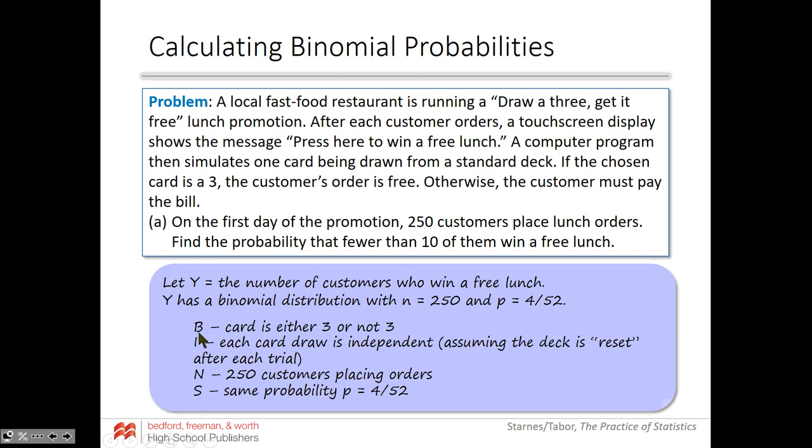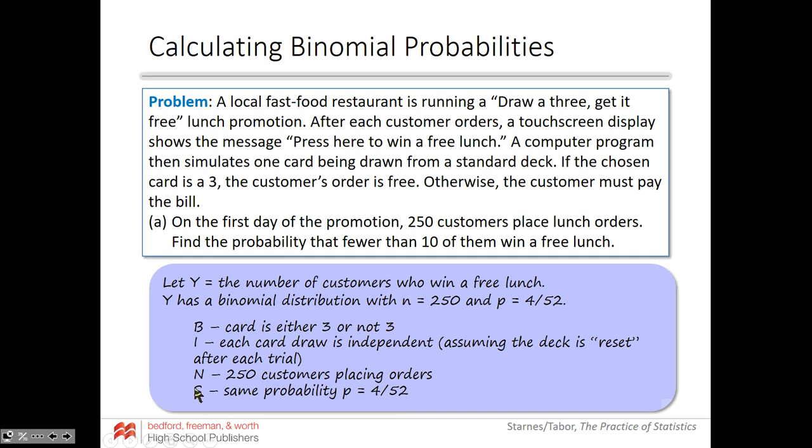So you can see down here, binary. The card is either a 3 or it's not a 3. So a success would be getting a 3, that they win, not a success would be not getting a 3. Independence, we're going to assume that each card draw is independent. In other words, we're assuming that the deck is "reset" after each trial, and I put reset in quotes because it's a computer program. N, we have 250 customers. That's our fixed number. And same probability, the probability of success, in other words, the probability of winning, or getting a 3, there's 4 3s out of my deck of 52 cards.